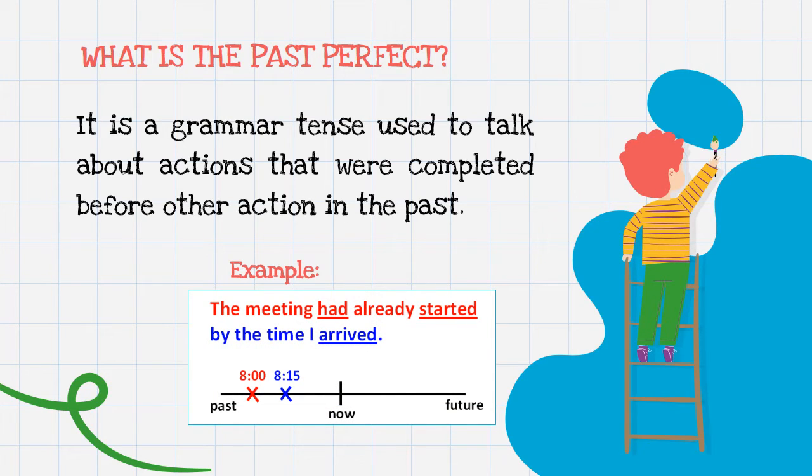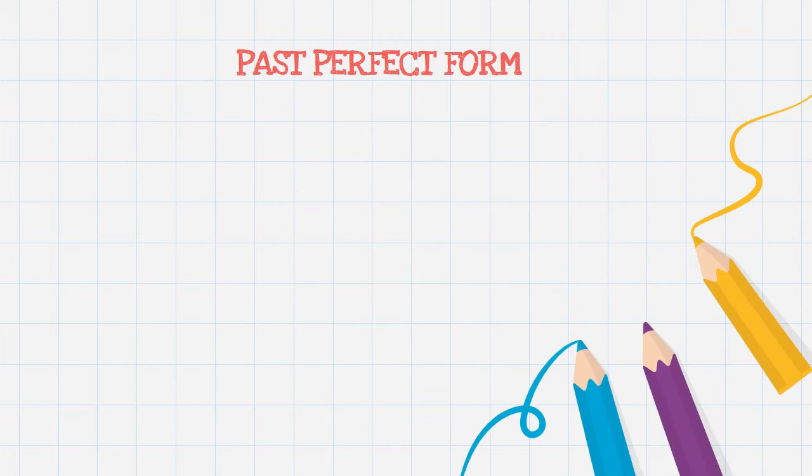Here we have: the meeting had already started by the time I arrived. As you can see, the meeting started at 8 and you arrived at 8:15, so that means that the meeting started before. That's why you need to use past perfect and you say the meeting had already started by the time I arrived. Well, let's continue.